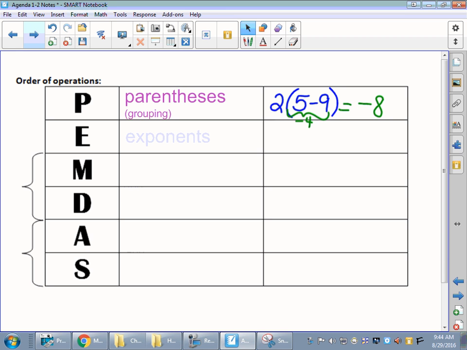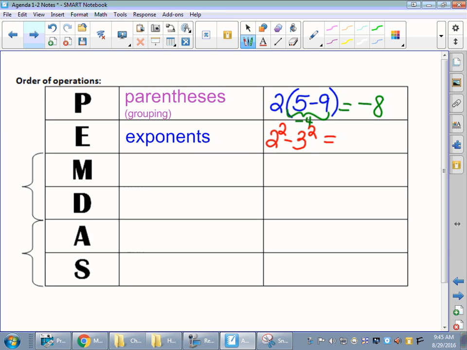E stands for exponents. Everybody knows exponents, squared and cubed. So if I asked you to do something like 2 squared minus 3 squared, before we do any subtracting, we're going to do the squares. So 2 squared is 4. 3 squared is 9. 4 minus 9 is negative 5. I like these negative answers.